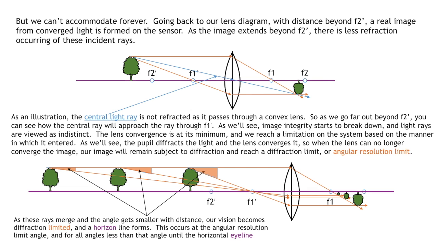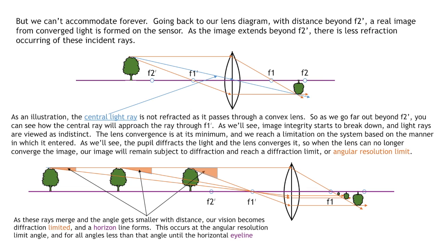So again, we'll take our blue central ray, just to reiterate the point. As an illustration, the central light ray is not refracted as it passes through a convex lens. So as we go far out beyond f2 prime, you can see how the central ray will approach the ray through f1 prime. As we'll see, image integrity starts to break down and light rays are viewed as indistinct. The lens convergence is at its minimum, and we reach a limitation on the system based on the manner in which it entered. And that is diffraction.